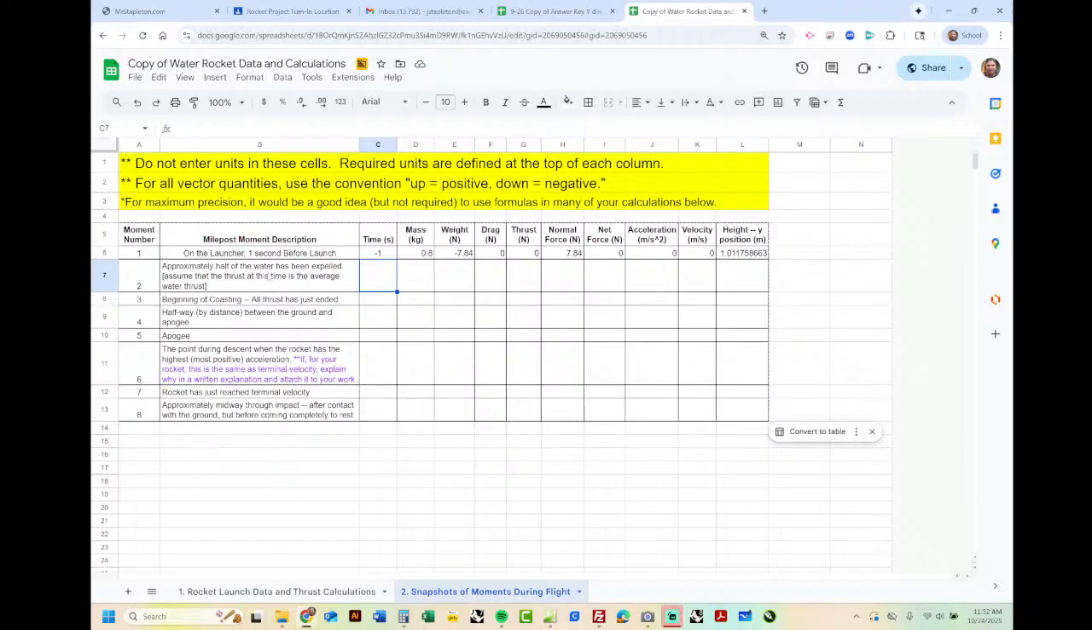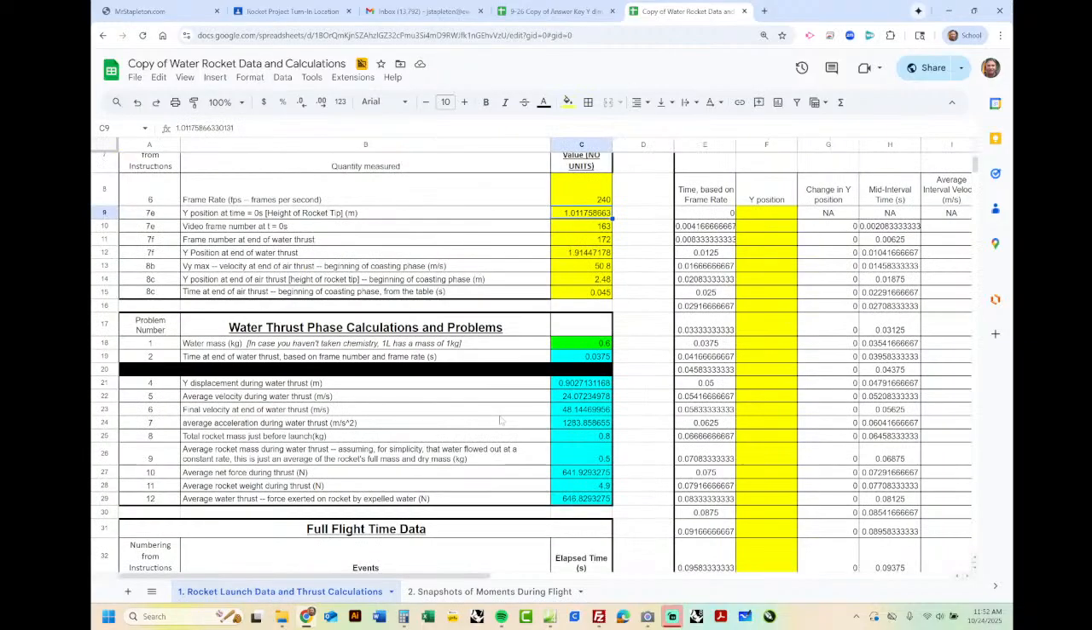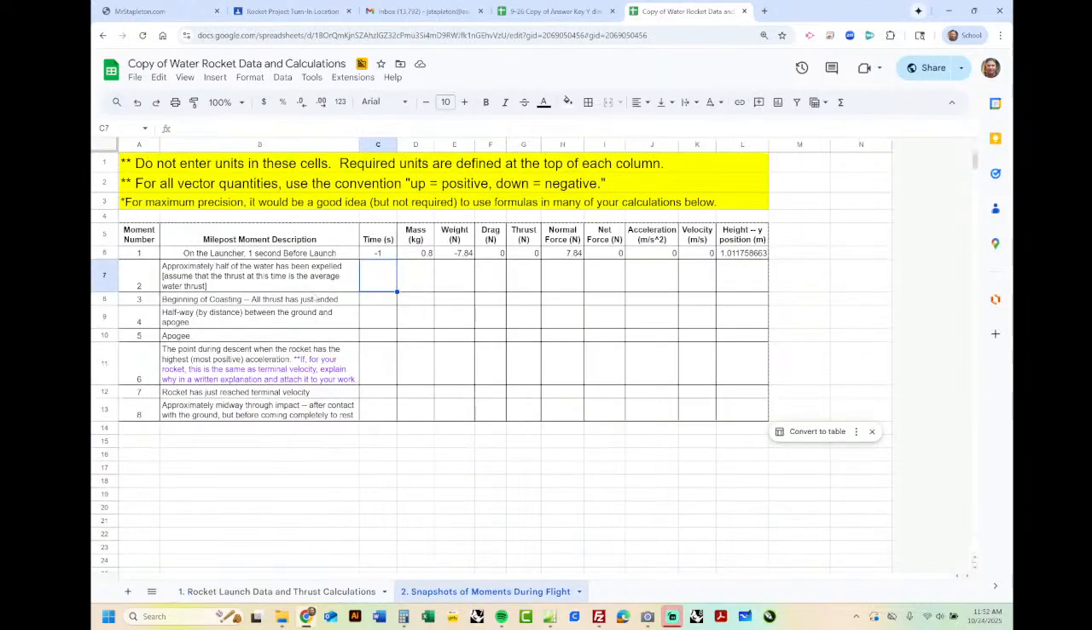Row 2. Half the water has been expelled. Assume that the thrust at this time is the average water thrust. So most of this information comes from the first tab in this sheet, right down here. So this is where we did water thrust calculations and stuff. And a lot of these are averages during water thrust, so they're giving us exactly what we need, which is sort of what you would expect for the halfway point. So it says assume that the thrust at this time is the average water thrust. Okay, so the time, let me go back to halfway. All right.